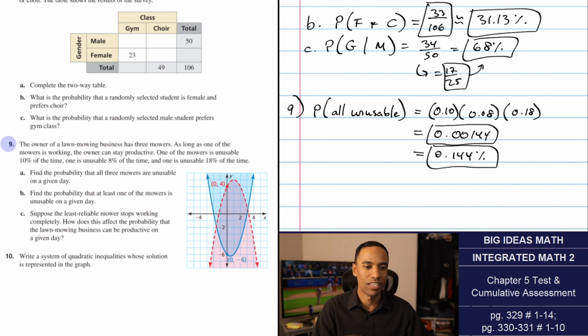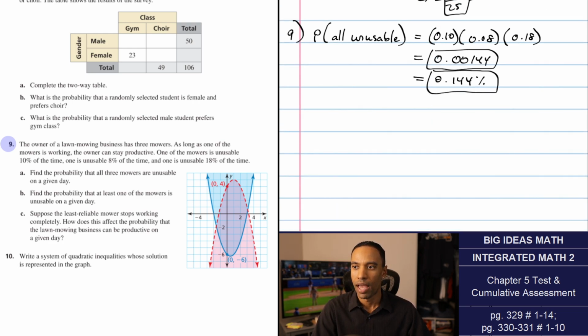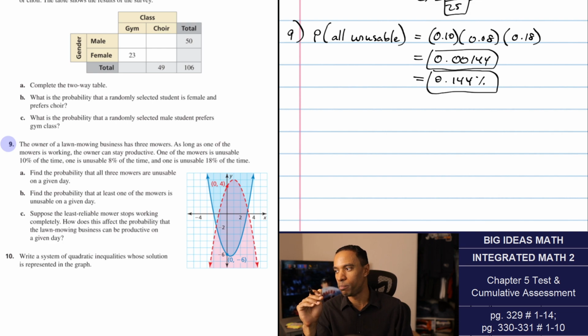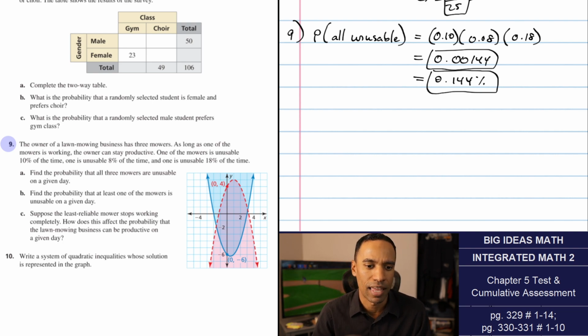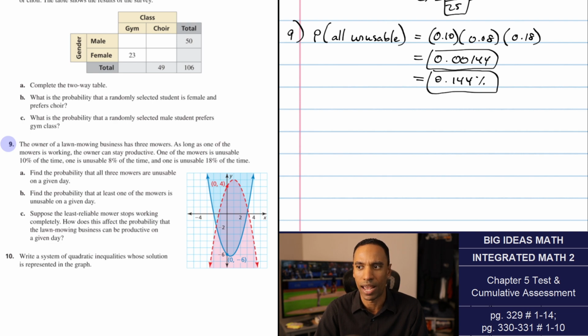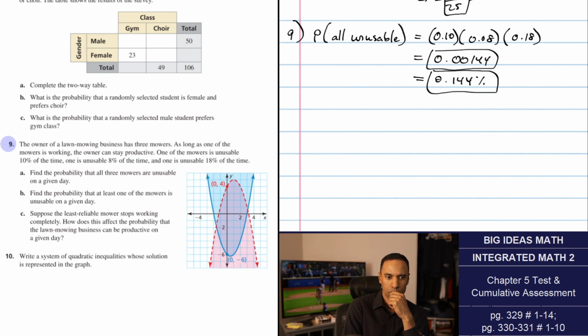Find the probability at least one of the mowers is unusable on a given day. So at least one unusable means this is unusable or that one or that one. I think you just add them up. I'm trying to make sure that we're not saying that makes it a worse effect, but you still would add up those three. So, no, let's see. At least one is unusable on a given day.